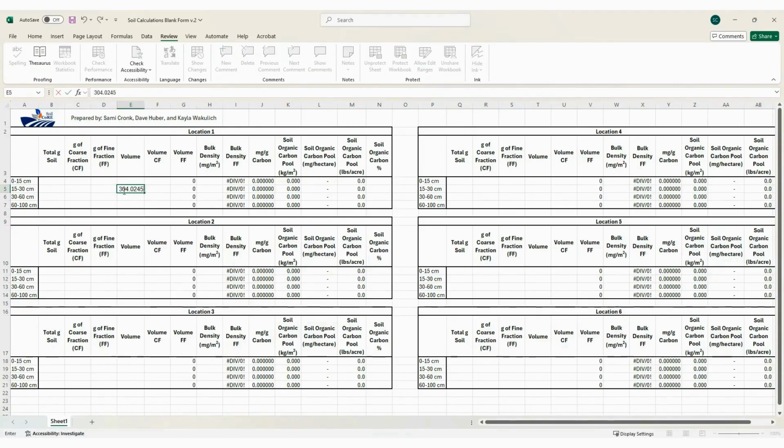If you have coarse fraction and fine fraction, you may enter those as well. I will also enter the lab-provided bulk density value of 1.3 milligrams per meter cubed in column H. Last, I will enter the SOC percentage given in column N of 0.43%. Once all of these are entered, the formulas will take care of the conversions in calculating the organic carbon pool.